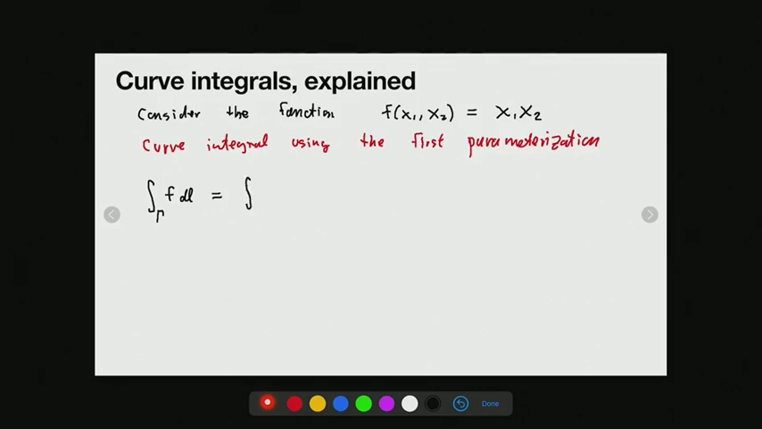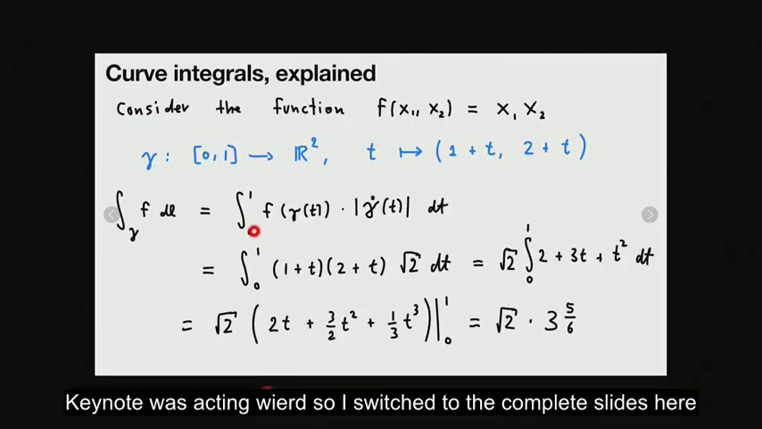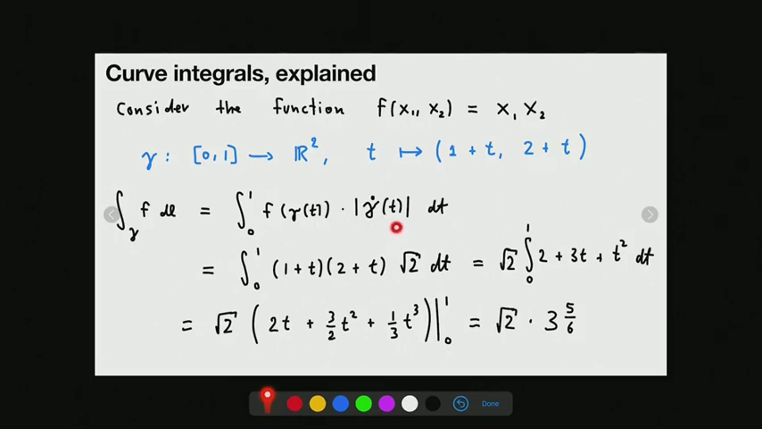And by definition, it's just the integral from 0 to 1. So we got the integral from 0 to 1. The function that we integrate is f of gamma t multiplied with the speed of gamma at parameter t. That's the definition of the integral.